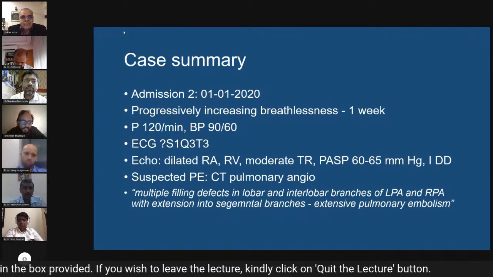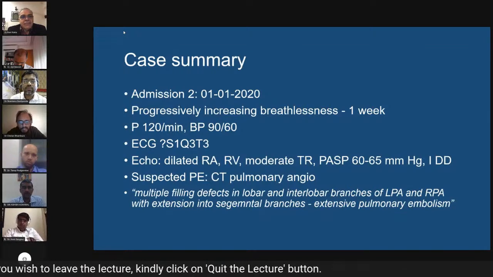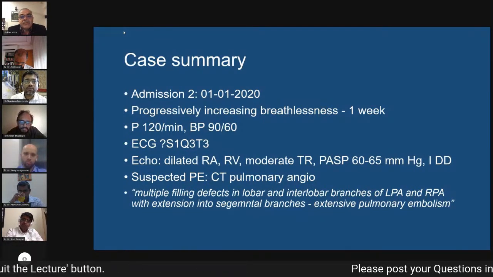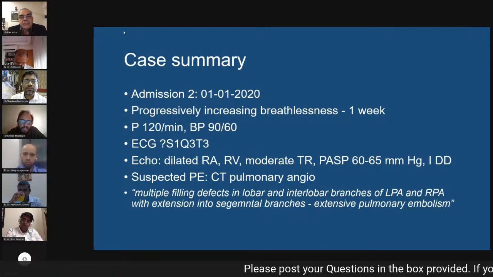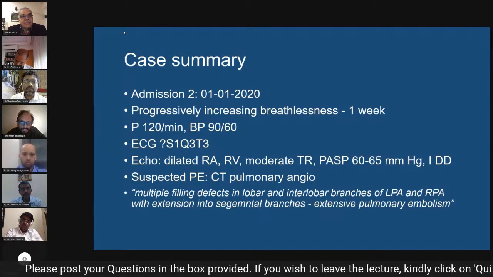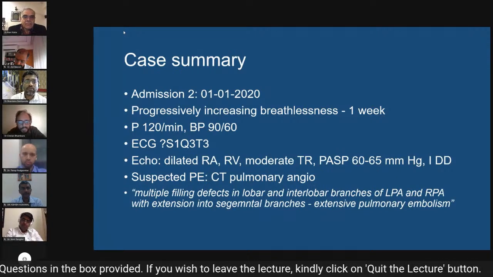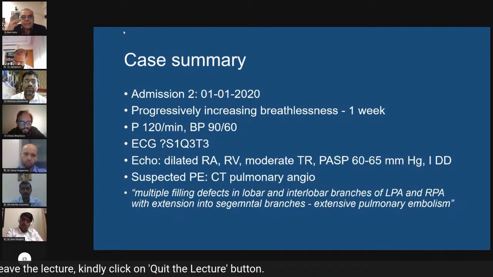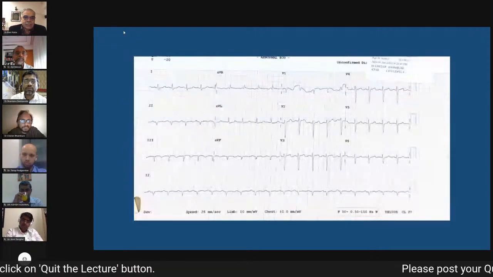which showed a dilated RA and RV, moderate TR, PA pressure was around 65, with diastolic dysfunction. I suspected pulmonary embolism and sent him for a CT pulmonary angio, which confirmed that he had extensive pulmonary embolism, multiple filling defects in lobar, interlobar branches of LPA and RPA with extension into segmental branches.